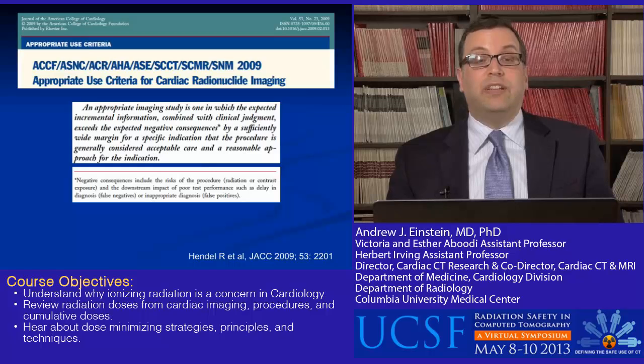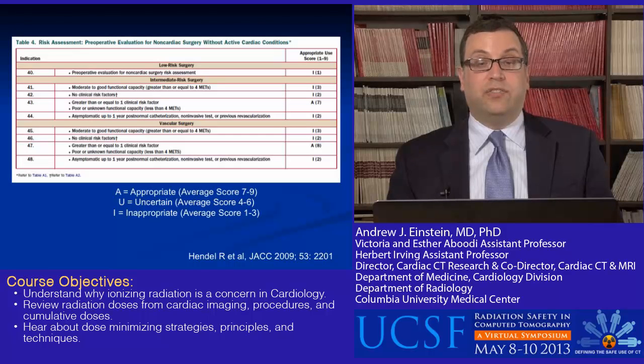For example, the appropriate use criteria say that if it's low-risk surgery, and all of these terms are defined more carefully in the document, preoperative evaluation in this low-risk population is inappropriate. It's given a score of 1, and that's an inappropriate indication. For patients who are undergoing intermediate risk surgery or vascular surgery, it depends on who the patient is. If the patient has greater than or equal to 1 clinical risk factor and poor or unknown functional capacity, then it's an appropriate test. But if not, then it's an inappropriate test.